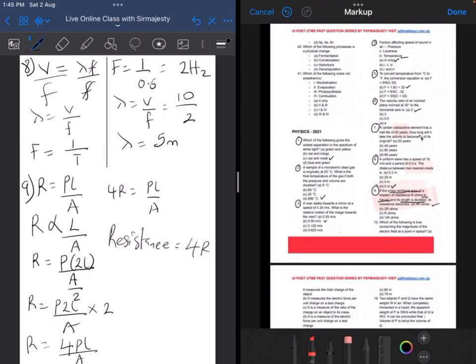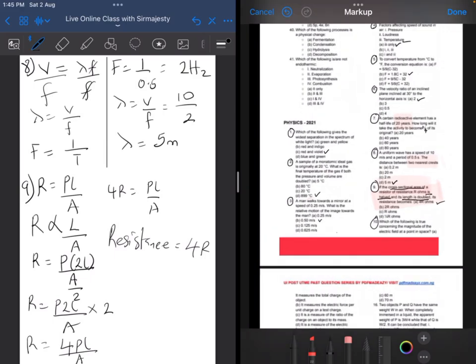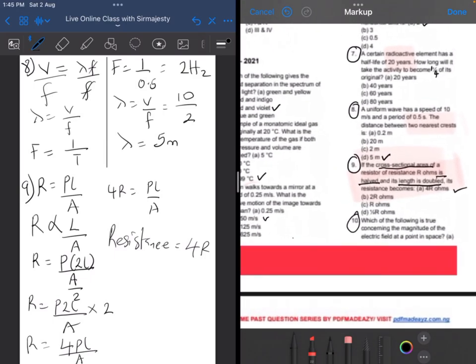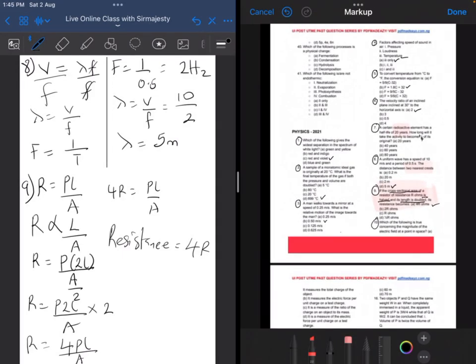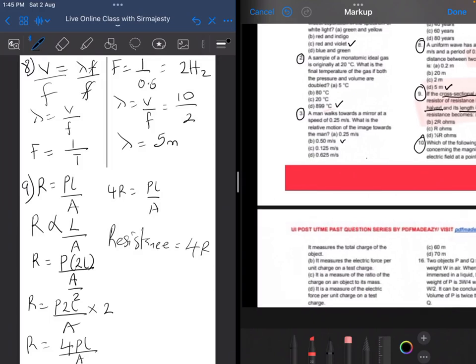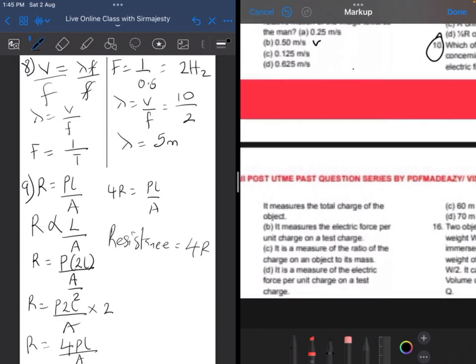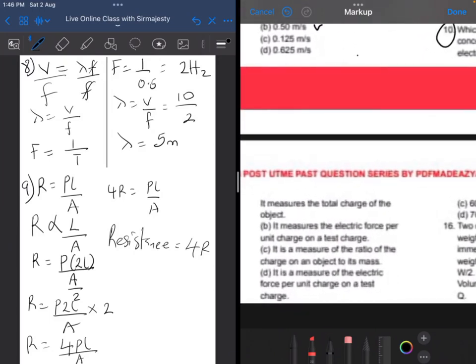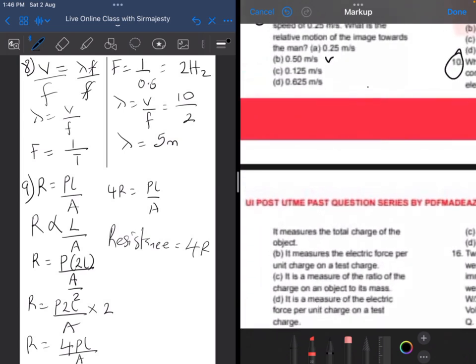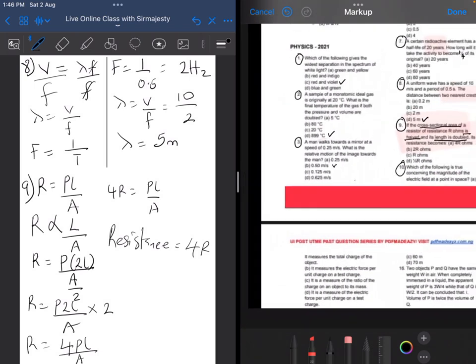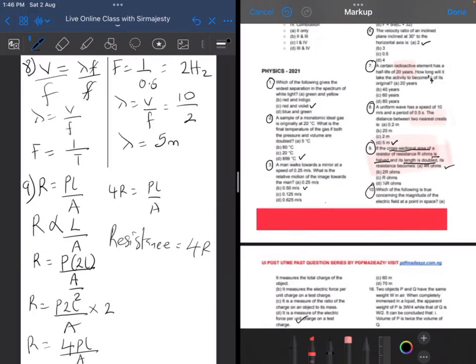Going over to number 10. Which of the following is true concerning the magnitude of the electric field at a point in space? A. It measures the total charge of the object. B. It measures the electric force per unit charge on a test charge. C. It is a measure of the ratio of the charge on an object to its mass. No, A, B, C are wrong. D. It is a measure of the electric force per unit charge on a test charge. Correct. D is the correct option.